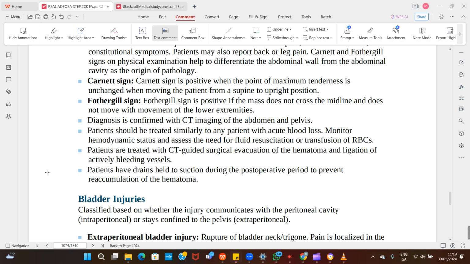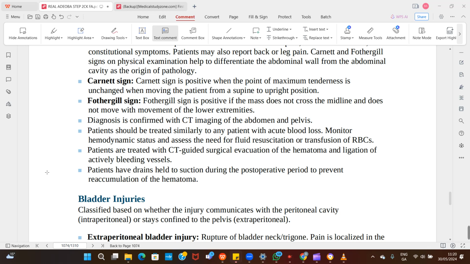So your phalangeal sign helps you to confirm that what you are dealing with is a rectus sheath hematoma. So the tenderness doesn't move further. It doesn't cross the midline, and it doesn't move with positional change, like elevating the lower limbs or elevating the head. It means that the point of maximal tenderness is constant as you are moving from a supine position to sitting upright.